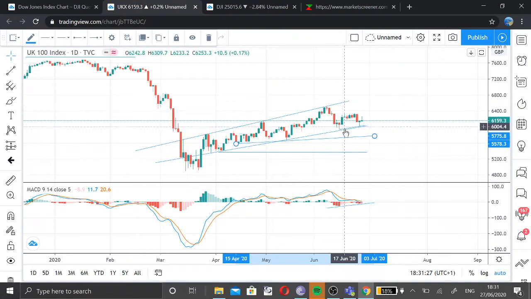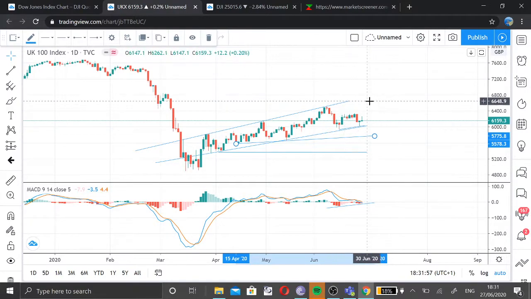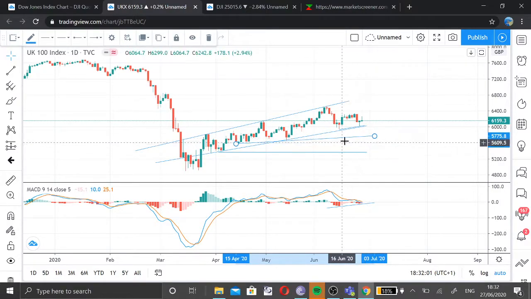If there is a break of this horizontal trend line, I would expect a move to the downside equivalent to the breadth of this horizontal channel, which could take us somewhere around this area, which is the 5300 mark. However, if it manages to stay above, we can see a move towards the upper trend line of this horizontal trending channel.